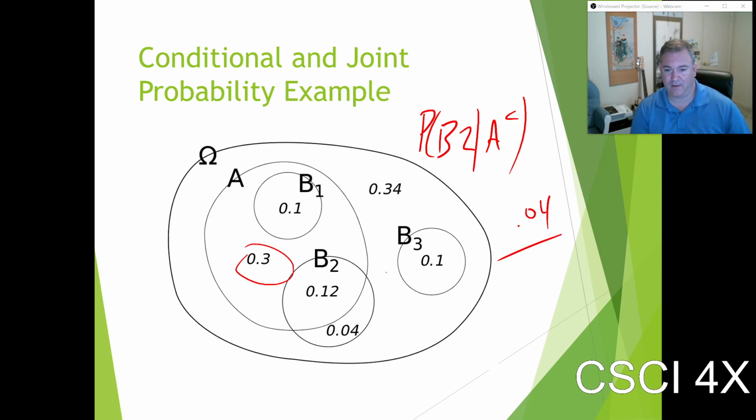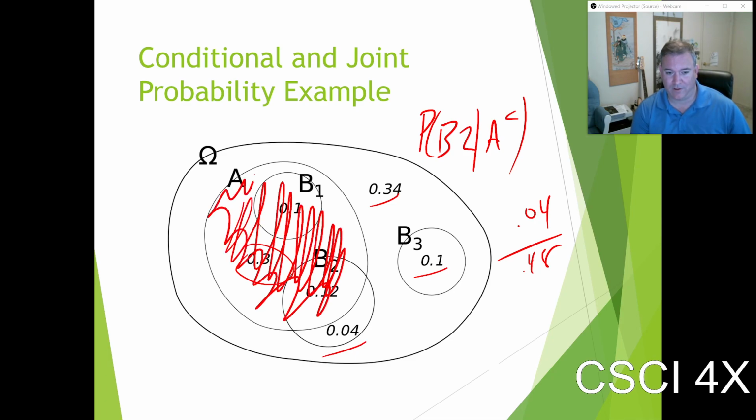divided by 0.48. Right, because it's 0.34, 0.1, 0.04. That's the field now. We know that A is not happening. We can completely disregard A from existence. So the size of the field now is 0.48, and B2 takes place in 0.04 out of the 0.48, which is, was it 1/12, I think?